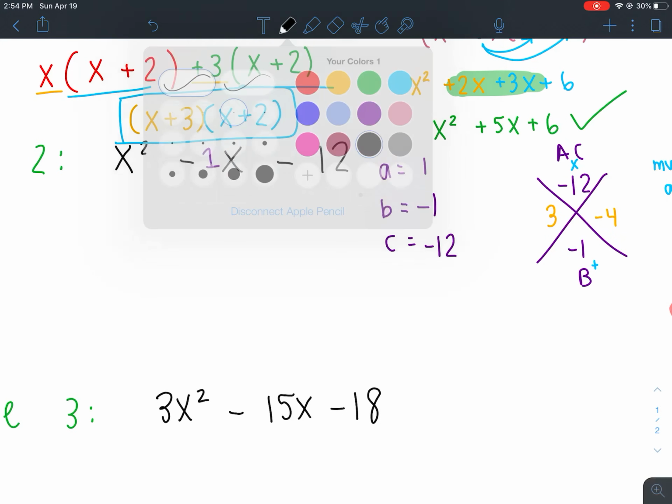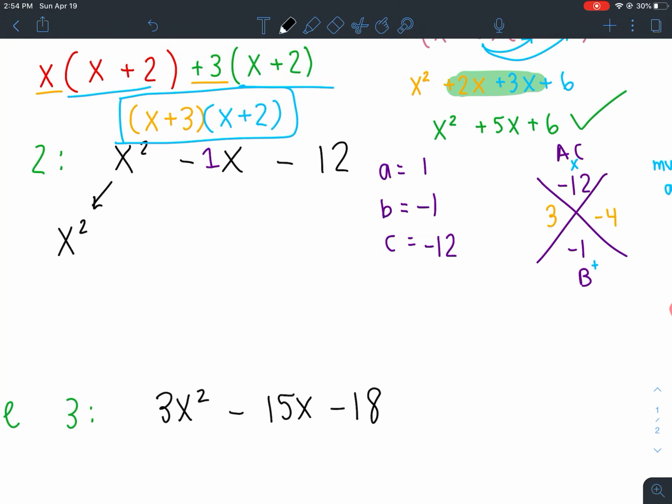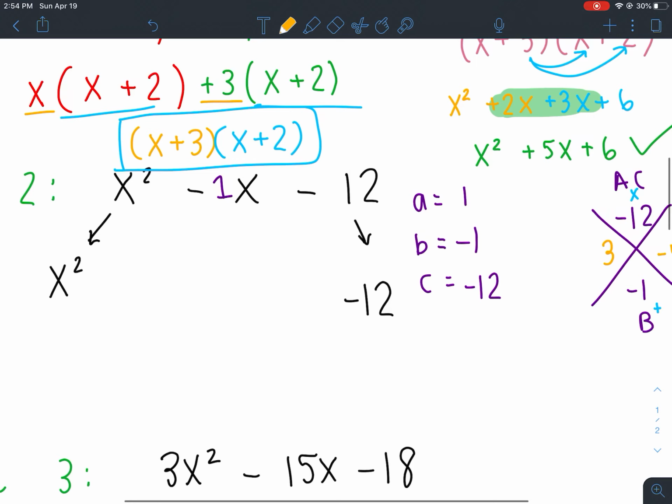So then we start over here. The first term stays exactly the same. The last term stays exactly the same as negative 12. But you're splitting up that middle term just like we did previously. So the negative 1x is going to change to positive 3x and negative 4x.